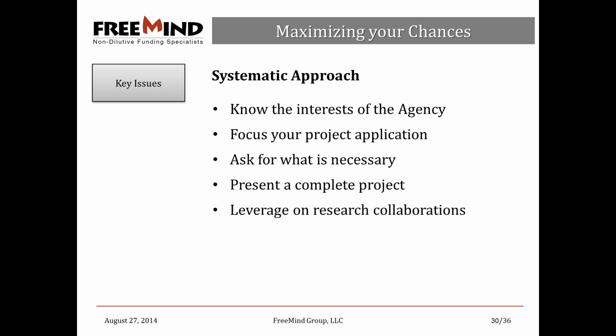So now from a more broad perspective, I'd like to take a step back and give you a quick summary of FreeMind's systematic approach to non-dilutive funding and how to maximize your chances for an award. These are the questions that you need to ask yourself as you go through the application process. You need to know the interests of the institute, what is on the agenda, what they are looking to fund, and what will not get funded as it is not within scope or was within scope of previous years. You need to make sure that you are looking at the current announcements.